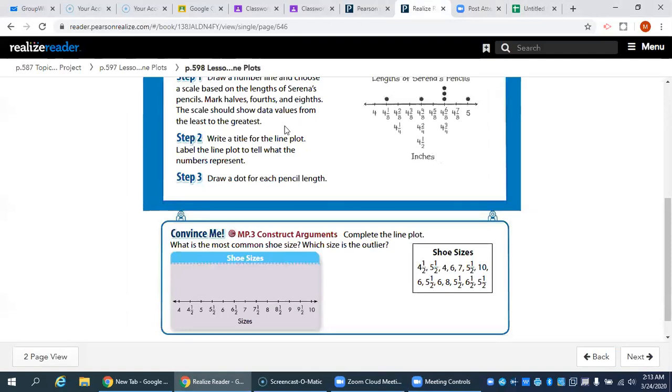All right, so now you can see the bottom of this. Here's the word inches like I had promised. We wrote a title for the line plot. We labeled the line plot to tell what the numbers represent. And we drew a dot for each pencil length. Okay, so same thing here, complete the line plot.